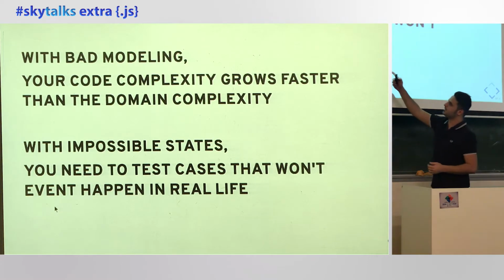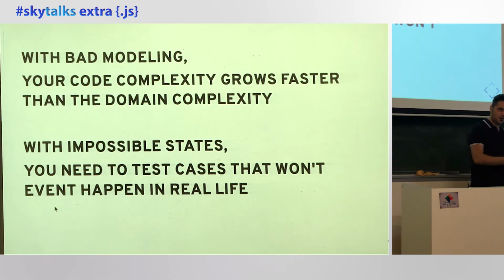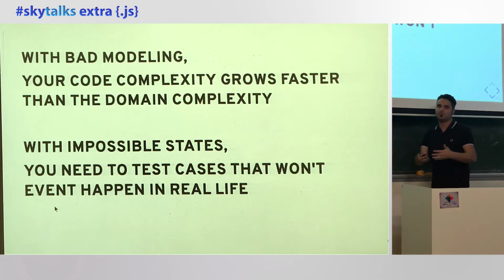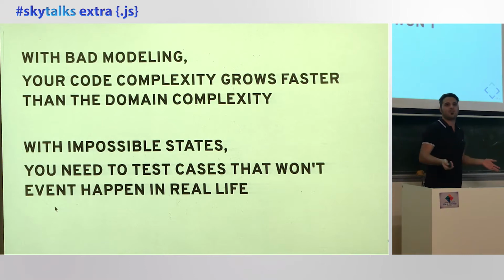And with impossible states, you now need to write tests in order to avoid your code rendering those 4 impossible ones. So you write tests not only to make sure that the things you want work, but also to make sure that the things you don't want to happen, don't happen.